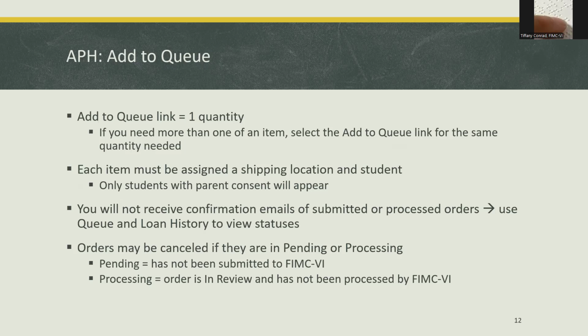You can cancel orders that are in the queue, and when they're pending, that means you have not submitted the order to us yet at FIMC. If it's under processing, that means the order is in review and we haven't looked at it yet. So it's sitting there waiting for us to go and look at it and do what we need to do. And you'll see the cancel button when it's available.